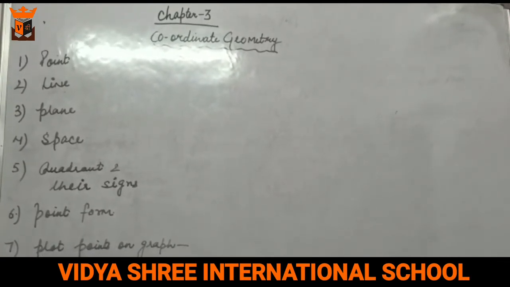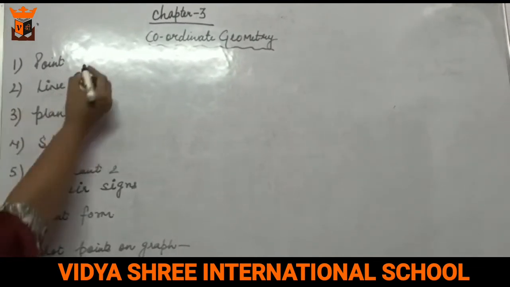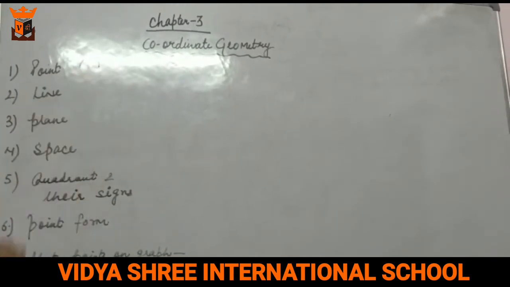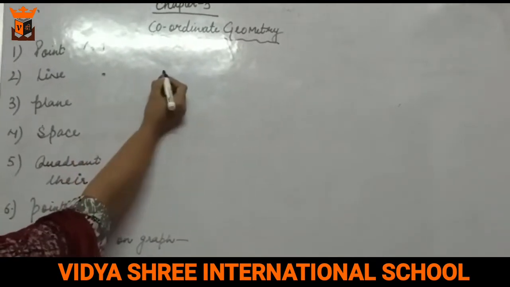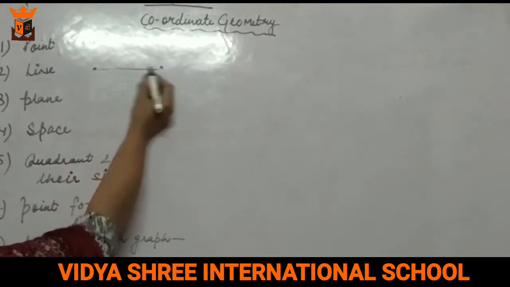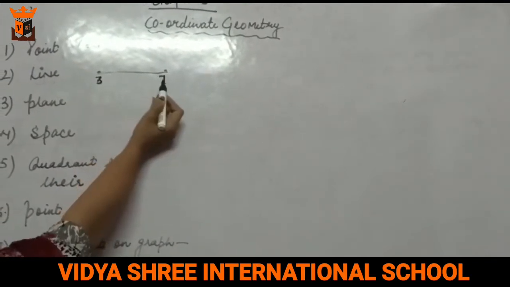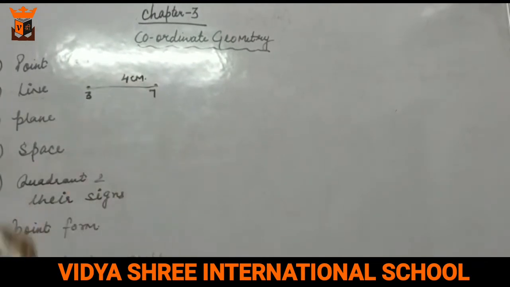Now geometry start कहाँ से होती है? It starts from a point. Point means a single dot. A single dot, a pinpoint dot is called point. Now line. Line has the 2 points like this and this. If this point is 3 and this point is 7, so what is the distance between them? 7 minus 3, that is 4 centimeter.